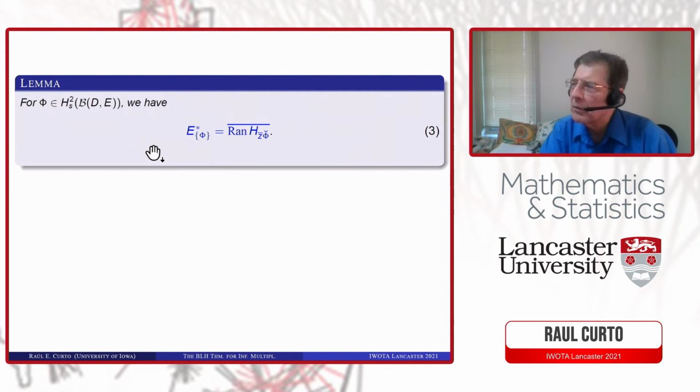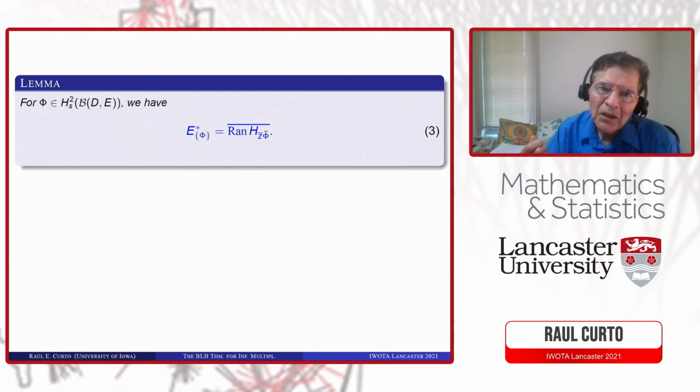I promised that one of the things we were going to do in question one is try to ascertain what the different possibilities are once you have a subset of H2.